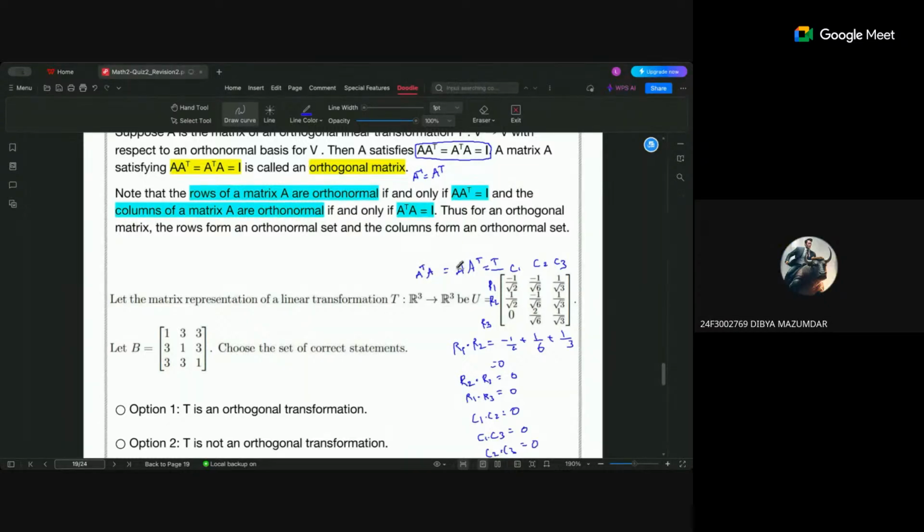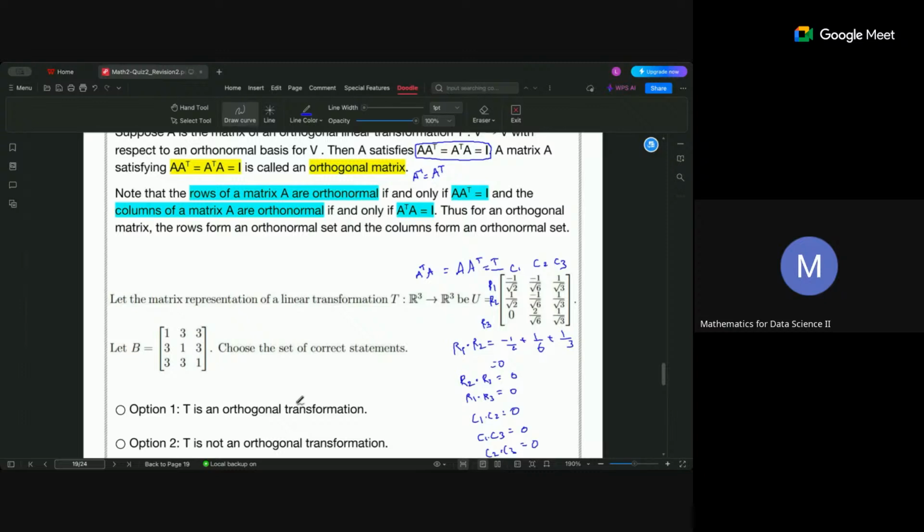Ma'am, if the rows are orthogonal, but the columns are not. That is possible. So then it cannot be an orthogonal matrix. So ma'am, for an orthogonal matrix, both these conditions are needed, right? A A transpose equals A transpose A. Both conditions are needed. Okay. Now, suppose the rows are orthogonal and columns are orthonormal. Then also it is not possible. See, if they are just orthogonal, you won't get an identity matrix. You will get some diagonal matrix. Normals should also be orthogonal, right? Yes. The other way around is true.